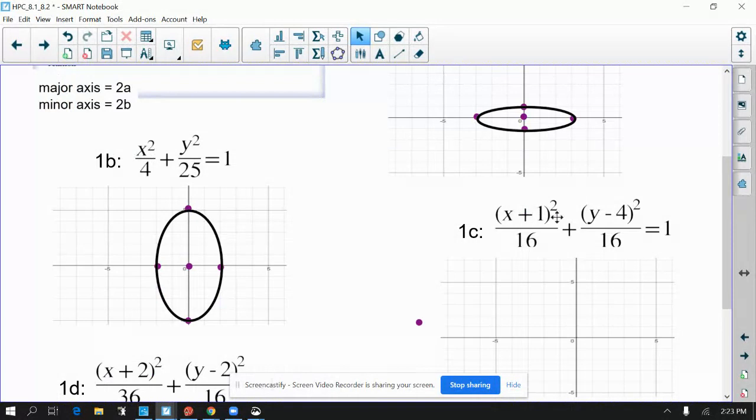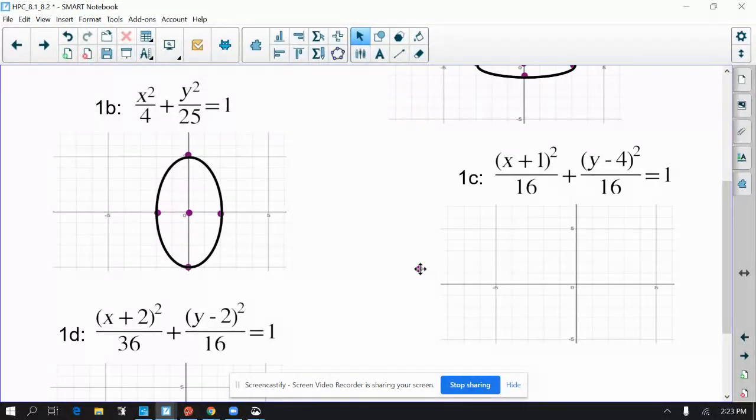So here, what's the center? The center is -1, 4. That's the center right there. Since these are the same, it really doesn't matter which is A squared and B squared, but these are squares, so I would go 4 to the left and 4 to the right, and then 4 up and 4 down.